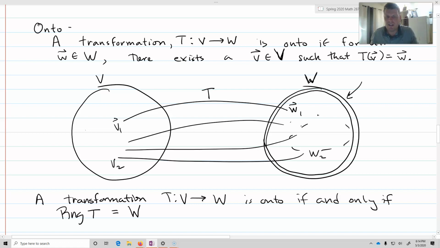So the equivalent to that is to say that the transformation T: V into W is onto if and only if the range of T is equal to W. So that's how we prove that a transformation is in fact onto: we show that its range is in fact all of W.